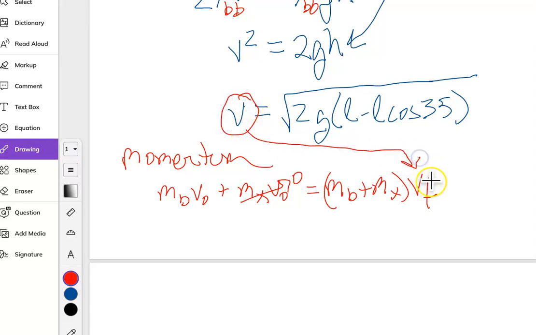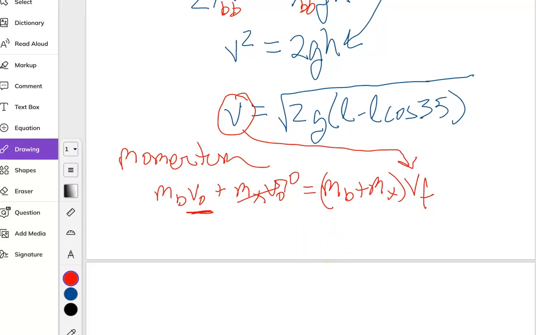So you'll plug that speed into the final speed, put in the masses of the two things, the box and the ball. Over on the other side, just have to put in the mass of the ball, and then you can find the original speed of the ball, and that is all you need to do the problem.